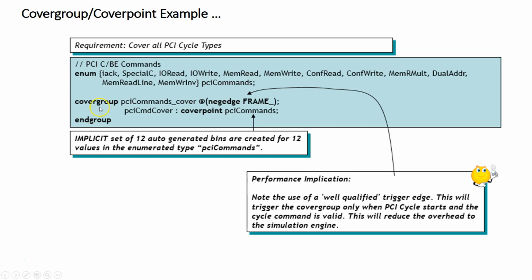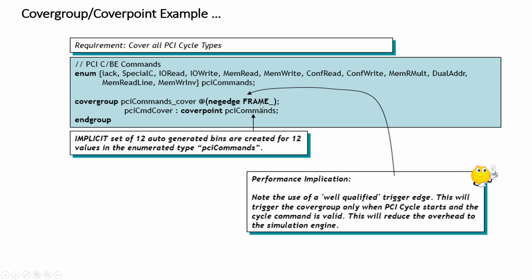Then I create a cover group and give it the name PCI commands underscore cover. Always give a meaningful name. And as I was just telling you, the sampling edge also should be meaningful. I could have said add posedge of clock here, but then it is very redundant and it will slow down my simulation. So what I'm doing is always at negedge of frame. In the PCI world, the PCI cycle starts at the negedge of the frame.